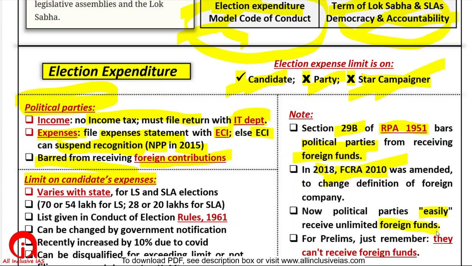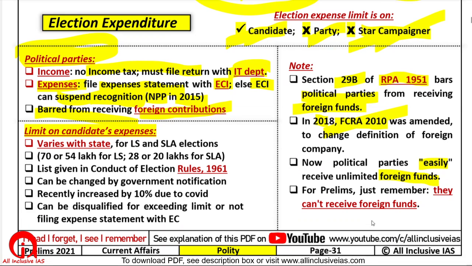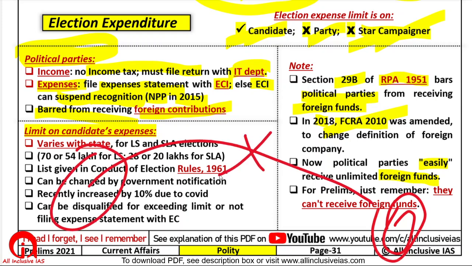The concept here is simply that you are a political party in India. This is India. You cannot receive any foreign funding. The law is very clear on this. Now the government in 2018 amended this FCRA. In this amendment, the government changed some definitions, such as which is a foreign company, and when will you call a company a foreign company.